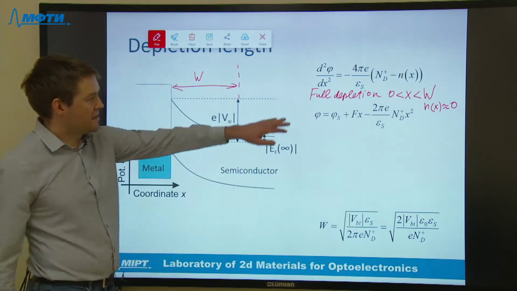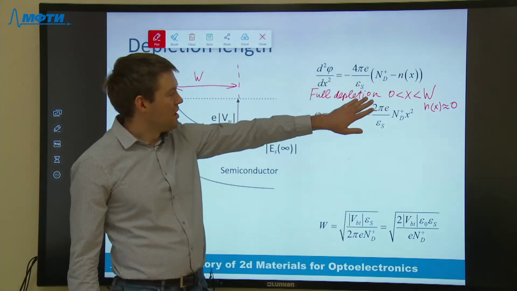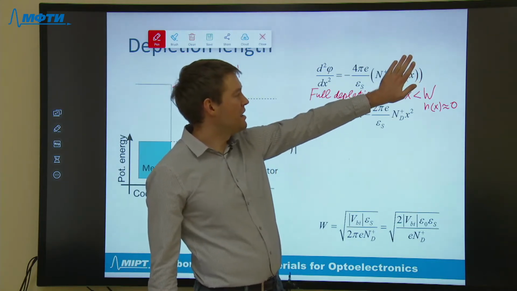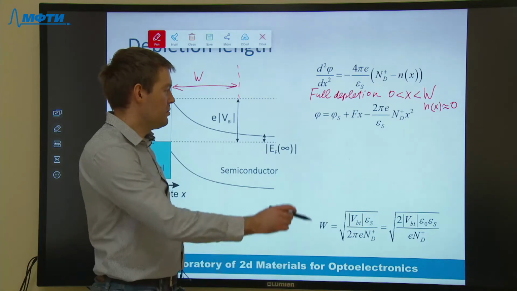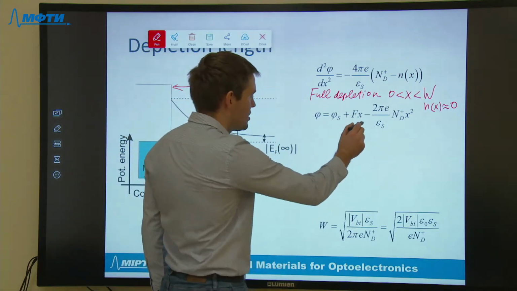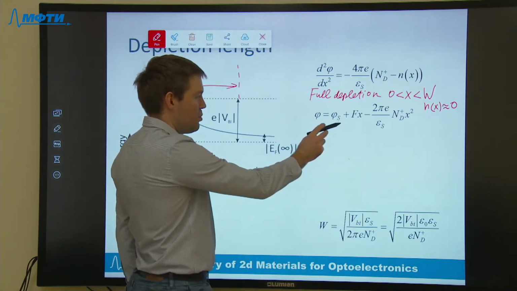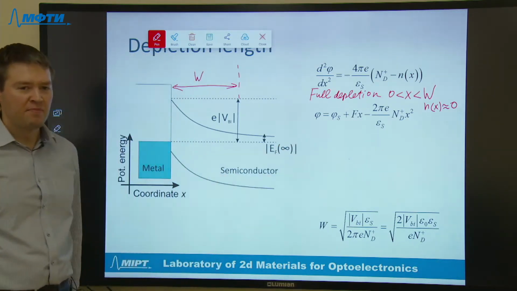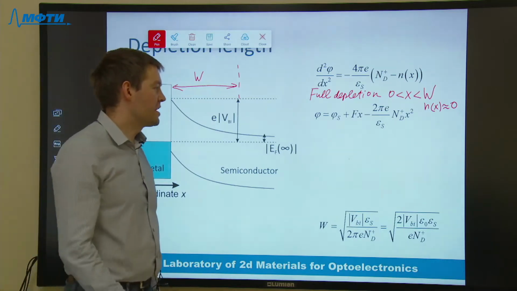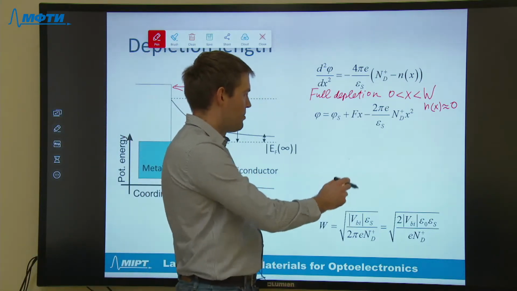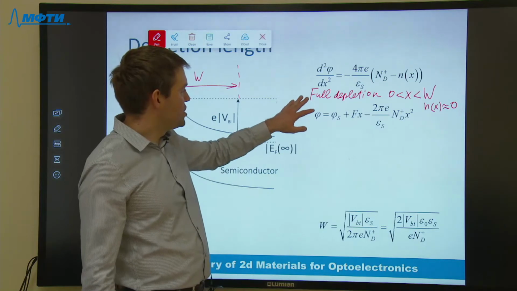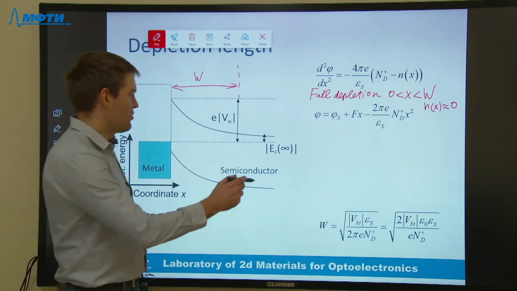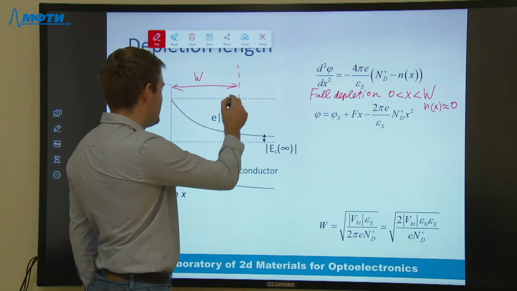In this case, the Poisson's equation contains only the donor density in the right-hand side, and it is easily integrated with two unknown integration constants. One is the constant offset, and the other one is the unknown linearity coefficient. These two parameters, in addition to the unknown depletion width, can be found from the following statements.